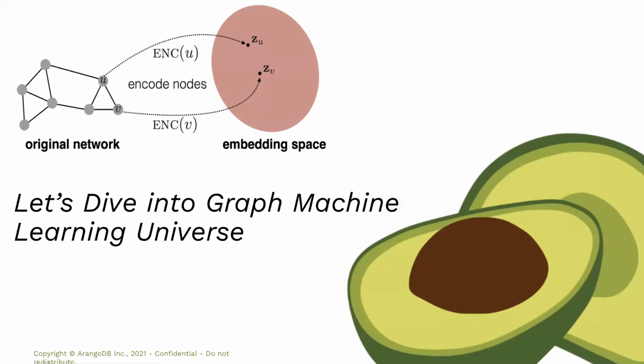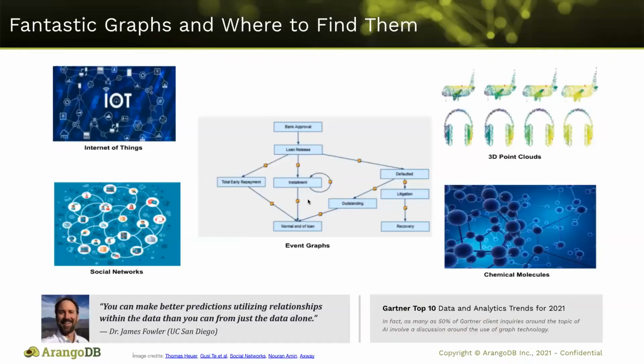So now let's deep dive into the graph machine learning universe, which is really exciting for me. I've been doing a lot of things related to graphs recently. So why are graphs fantastic and where can we actually find them? According to the Gartner top 10 data and analytics trends for 2021, as many as 50% of Gartner client inquiries about the topic of AI involve a discussion around the use of graph technology.